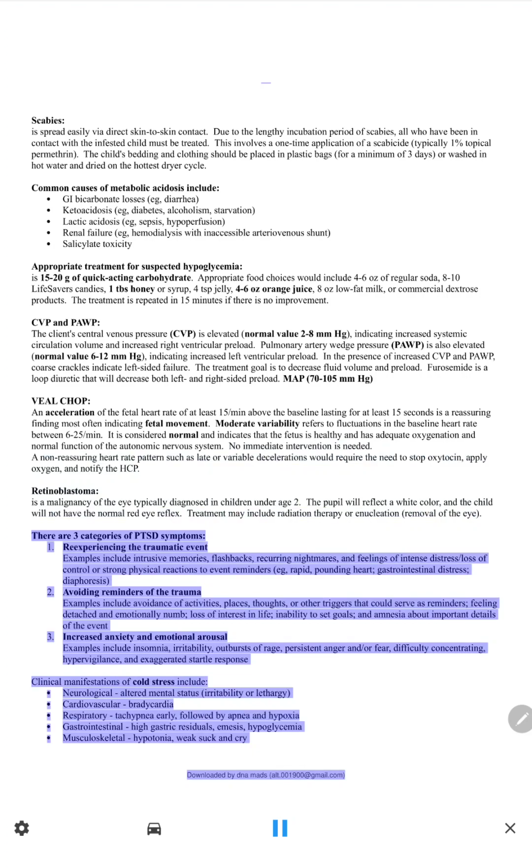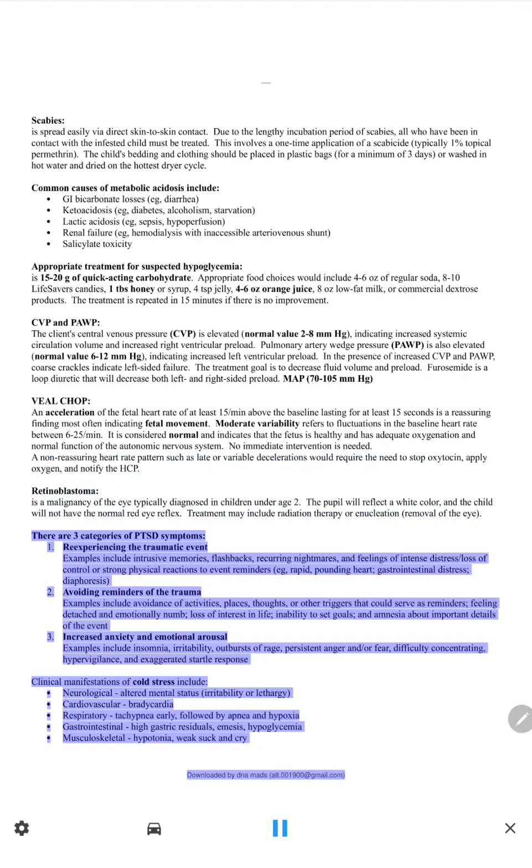There are 3 categories of PTSD symptoms. 1. Re-experiencing the traumatic event. Examples include intrusive memories, flashbacks, recurring nightmares, and feelings of intense distress, loss of control, or strong physical reactions to event reminders, e.g., rapid, pounding heart, gastrointestinal distress, diaphoresis.